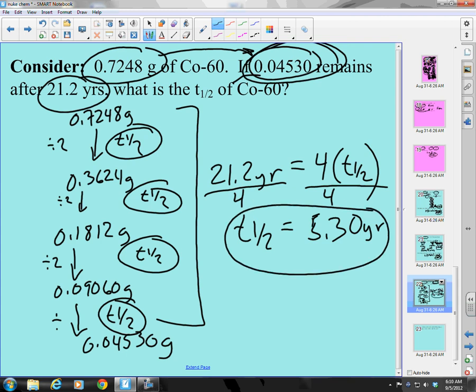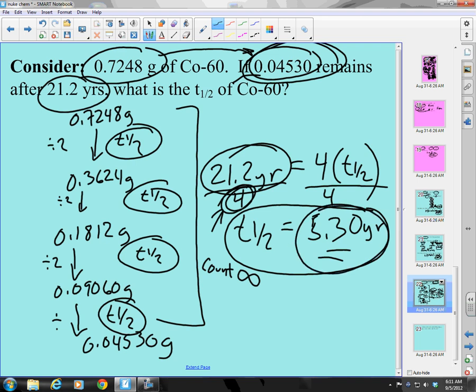Good, good. Hey, just off to the side, why do I have 3 sig figs here when I have only 1 sig for this 4? Well, this 4 is a count. 1, 2, 3, 4. It's a count, and counts have infinite sig figs. They are not measurements, so they don't affect our significant figures. Since I have 3 sig figs here, and I divide by a count of 4, I need to have 3 sig figs in my answer. So 5.30 years. Here we go.